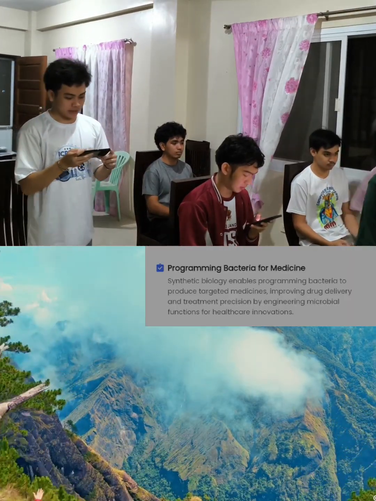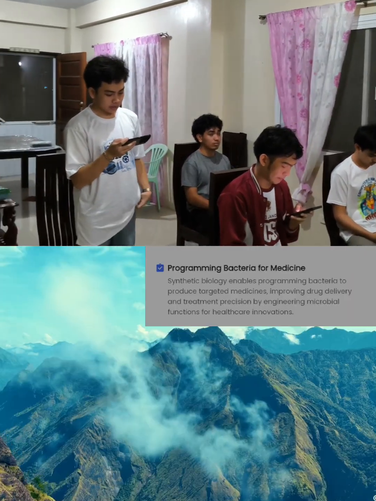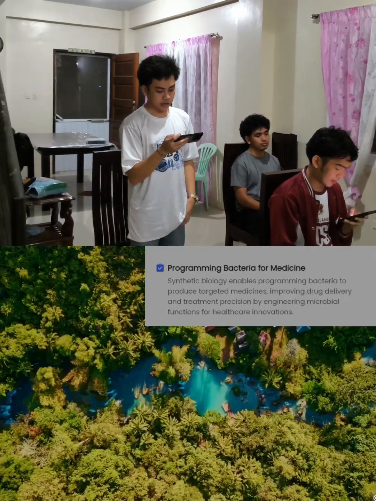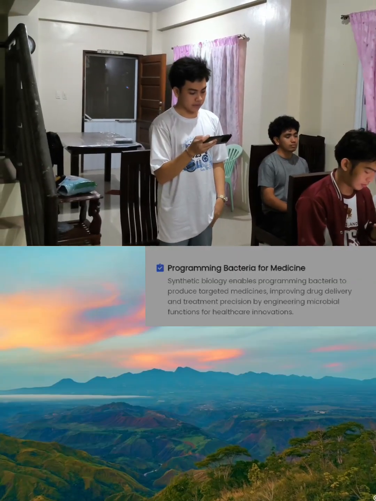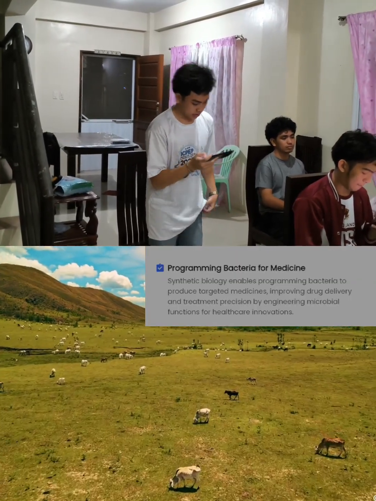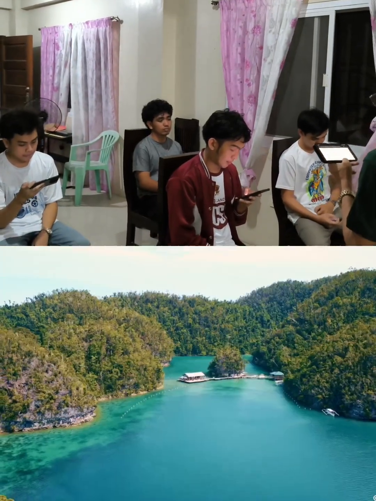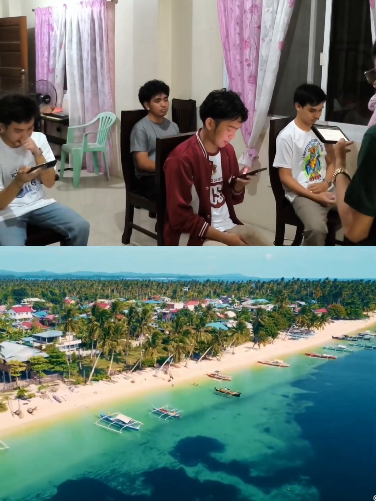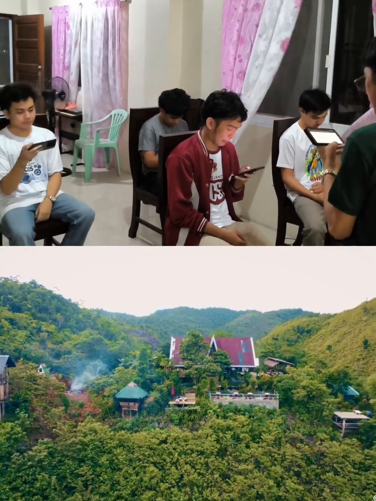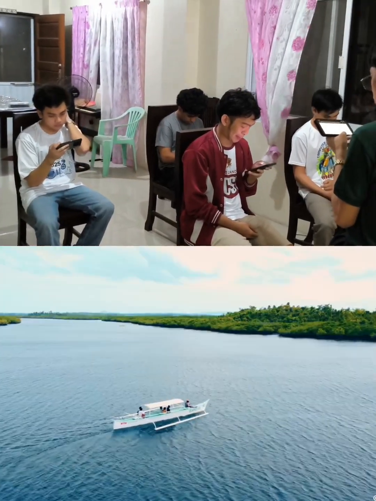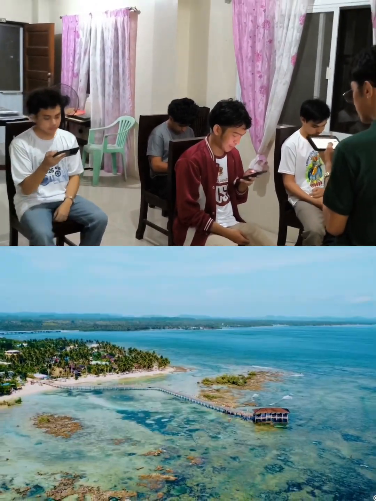Programming bacteria for medicine. Synthetic biology enables programming bacteria to produce targeted medicines, improving drug delivery and treatment precision. So this means that bacteria can be engineered to produce therapeutic molecules like insulin or carry drugs to tumors, acting as tiny medical factories or delivery vehicles.